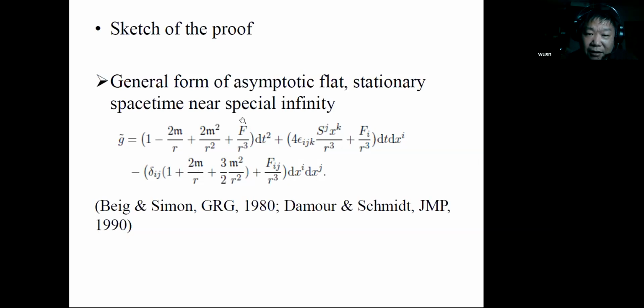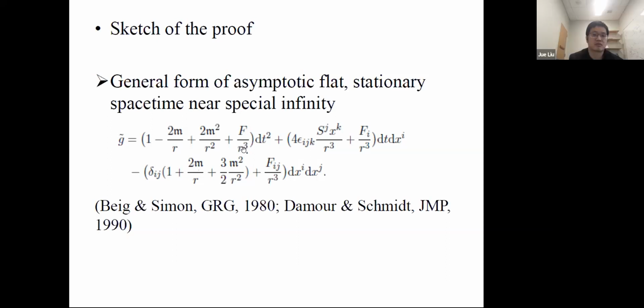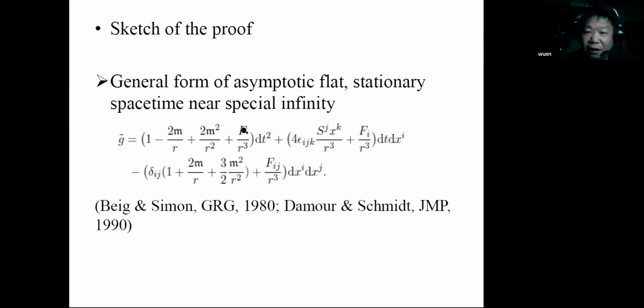Okay, and here the f, the O(f), only means the higher order terms. That means that these terms not only contain 1 over r, 1 over r squared, and 1 over r cubed. The higher order terms we just put in the functions f, f_i, and f_ij. And here m is just the total mass of the spacetime, or the ADM mass of the spacetime. So for a stationary spacetime, we can have the general expression for the spacetime metric.